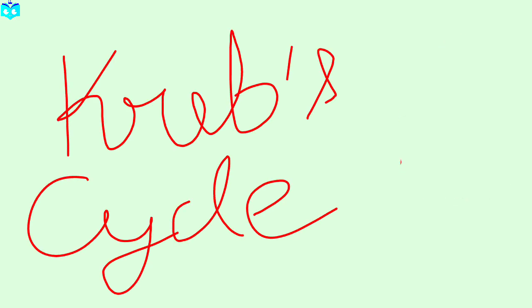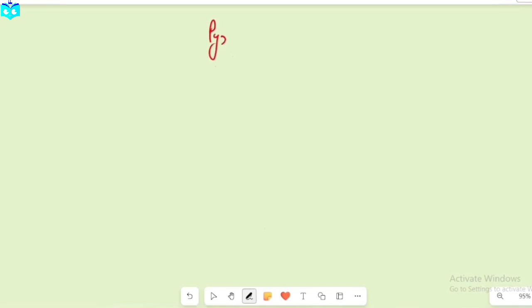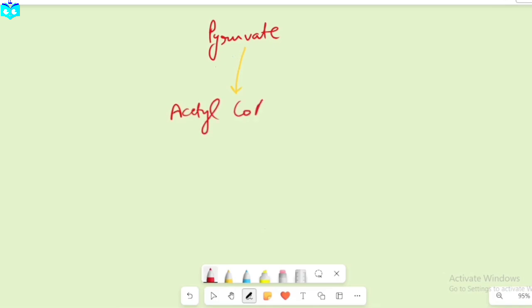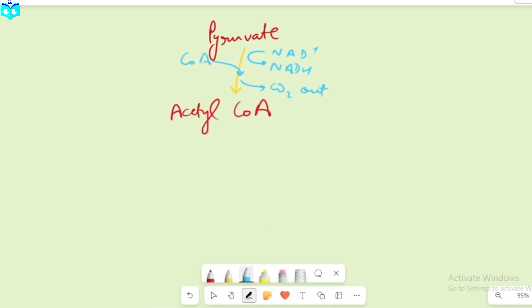After glycolysis, the process moves forward, and in aerobic respiration the pyruvate molecules thus formed move to the Krebs cycle. The pyruvate molecule gets converted into acetyl coenzyme A, releases a carbon dioxide molecule and forms NADH, and obviously coenzyme A is consumed.